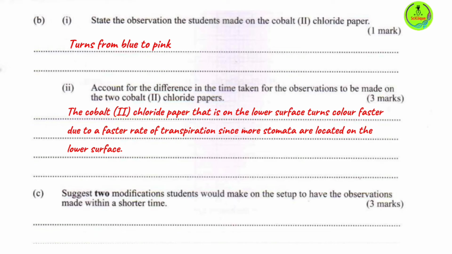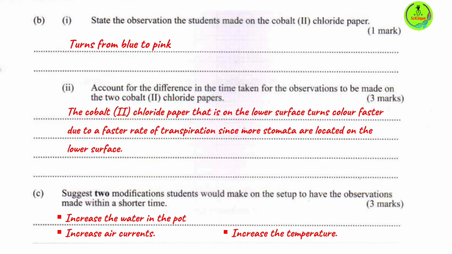Part C suggests two modifications that students would make on the setup to have the observations made within a shorter time. So they're just simply asking us, how can we speed up the rate of water vapor that is released to the environment? So you can increase the amount of water in the pot. You can increase the air currents, maybe by introducing a fan or by actually fanning the plant. Remember, wind increases the rate of transpiration. Or you can even increase the temperature. Temperature, wind, and light intensity increase the rate of transpiration. So the higher these are, the faster the rate of transpiration and the faster the change in color.